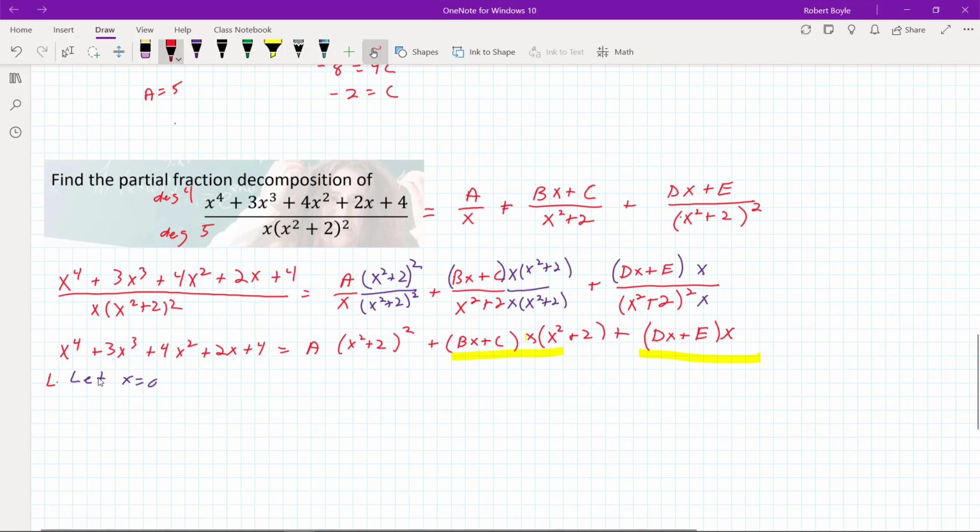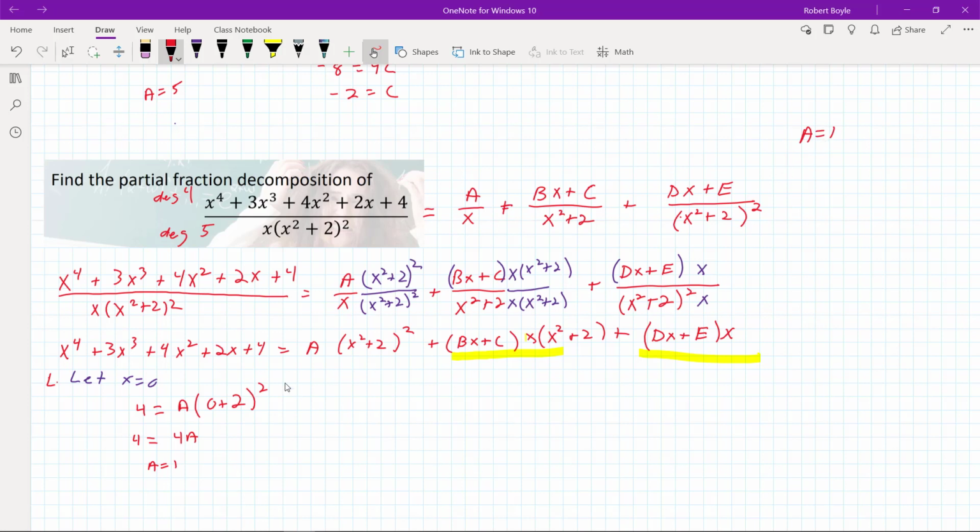Then we will have 0 plus 0 plus 0 plus 0 plus 4 is going to be equal to a times 0 plus 2 squared plus, well, here we have a 0 in it. Here we have a 0 factor. That's 0. And here we have a 0 factor. That's 0. So this is what we get. All right, this is going to be 4 is equal to 4a, or that a is equal to 1. So a is equal to 1.